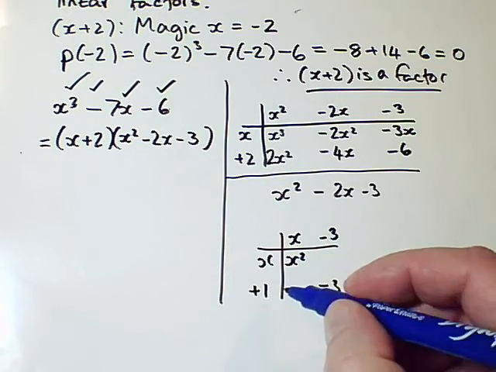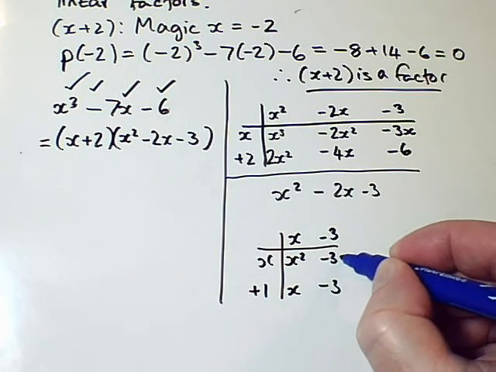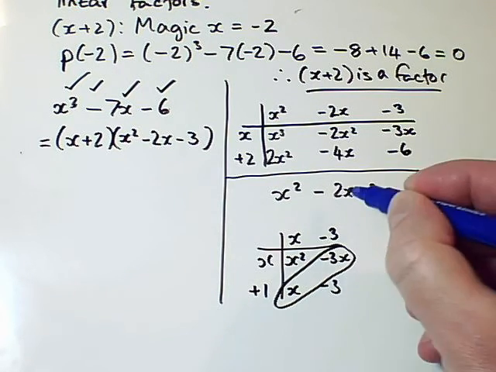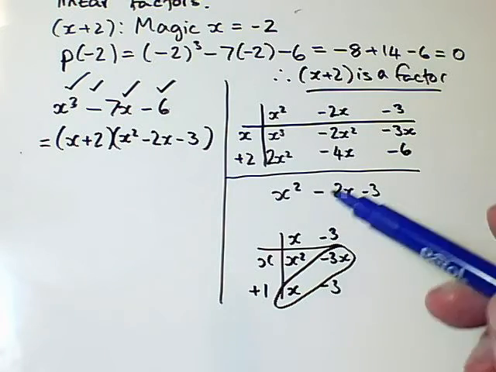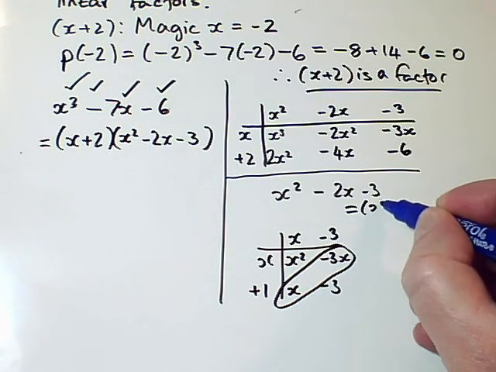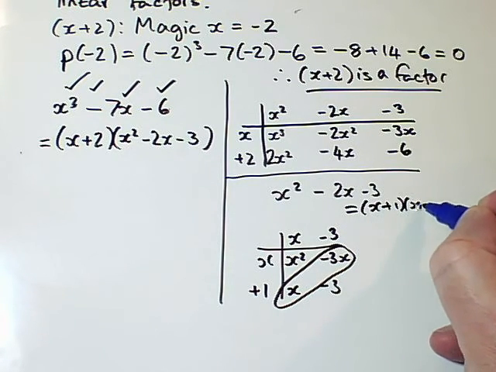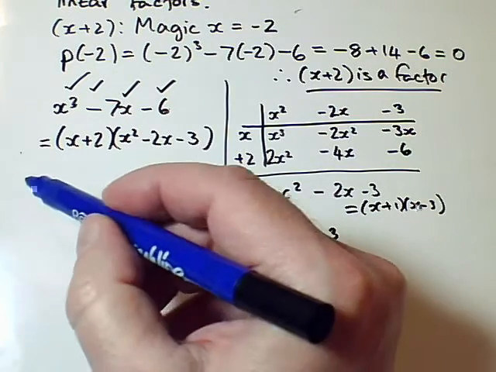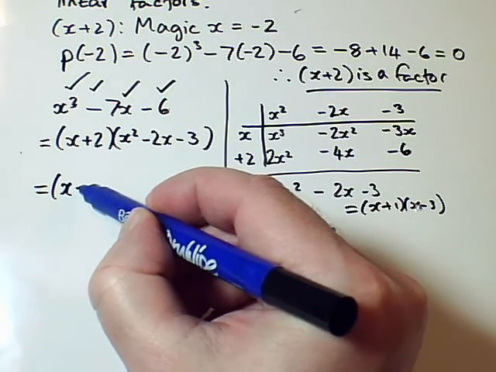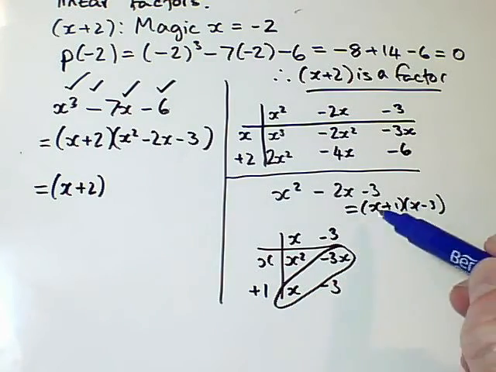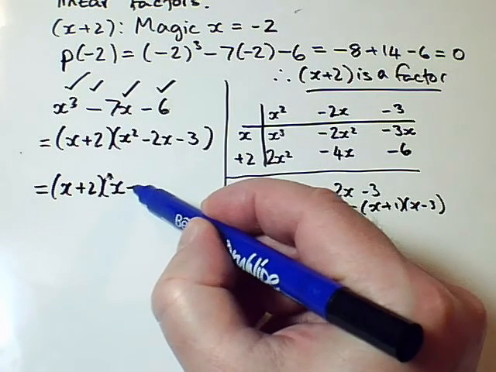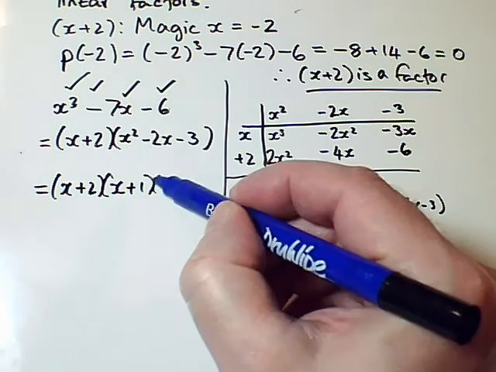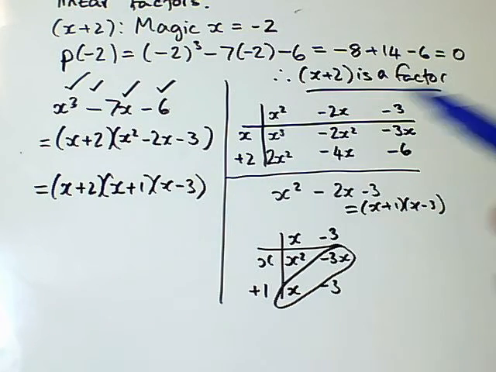I need plus 1 there. That will give me x and minus 3x. Yes, these combine to give the minus 2x. So the factorisation I need is x plus 1 times x minus 3. So in the main solution, I've got x plus 2, which has been there all along, times these two other factors, x plus 1 and x minus 3, and I'm done.